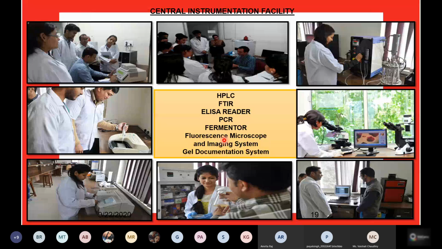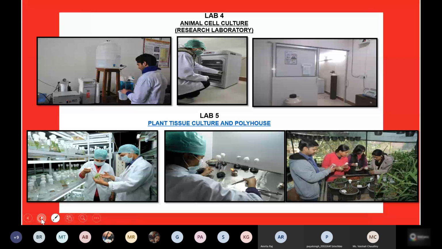This is a water purification system. This is an incubator, and this is very important because this lab is a cell culture lab, right? And here you will see the cells growing in in vitro conditions, and it is very exciting.